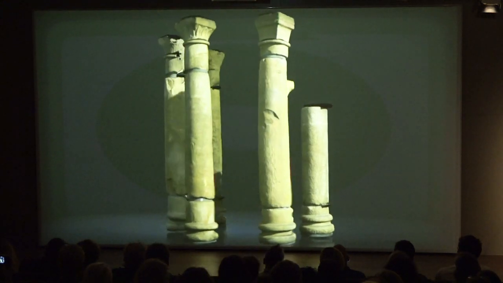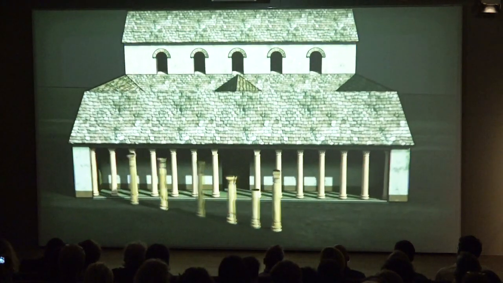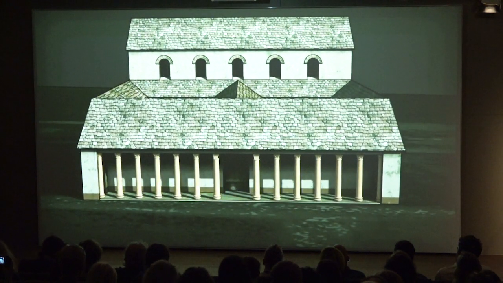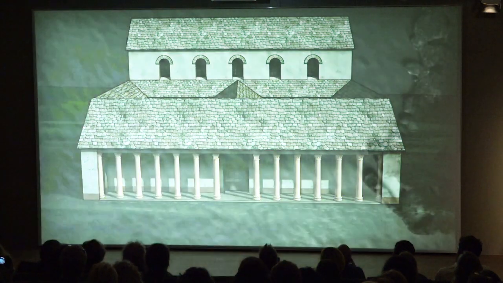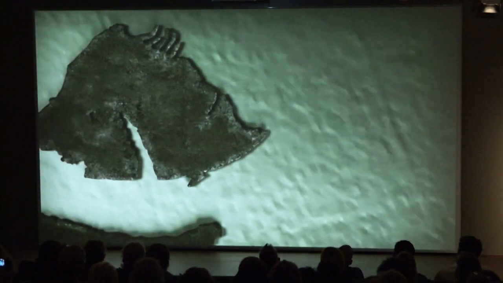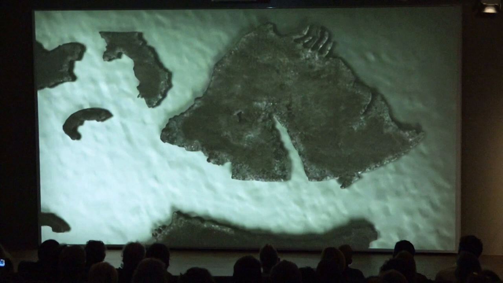how these columns in this case would have been a part of this building at one of the Roman sites along the Antonine Wall. And likewise, we've been doing this for other artifacts to help in their interpretation.